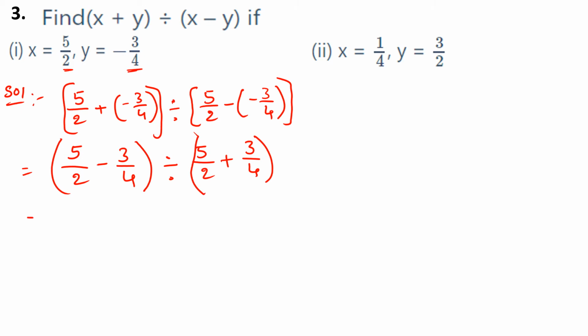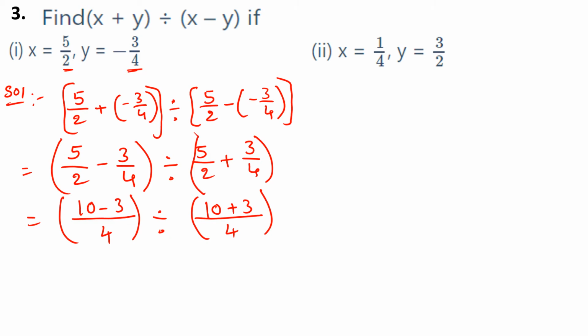Look at that. Here the LCM is 4. So 2 2s are 4, and 5 2s are 10, minus 3. Divided by, this is also 10 plus 3 by 4. Here also the LCM is 4 only. Now 10 minus 3 is 7 by 4, divided by 10 plus 3, which is 13 by 4.